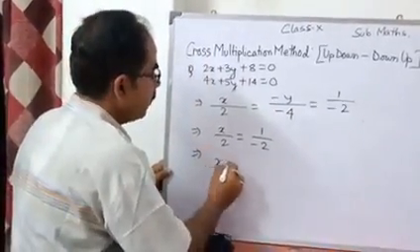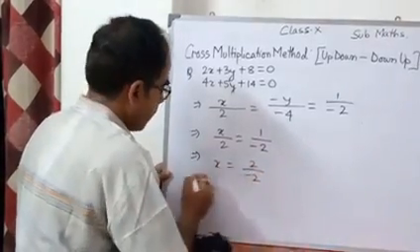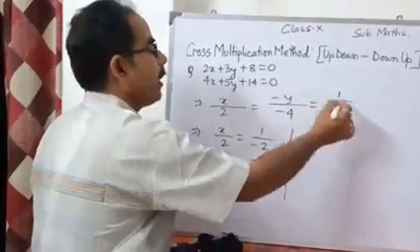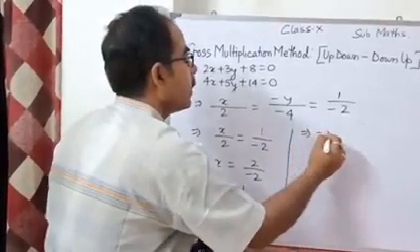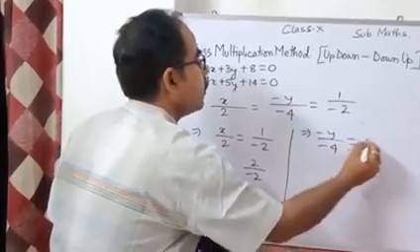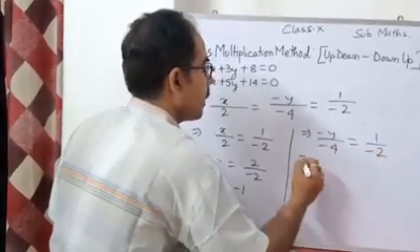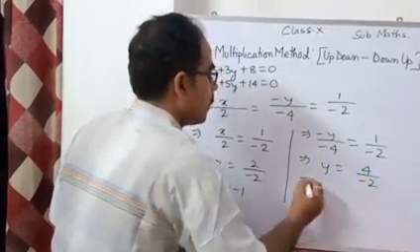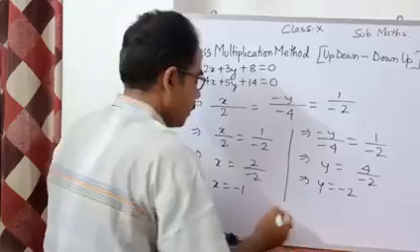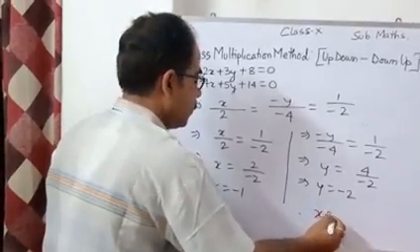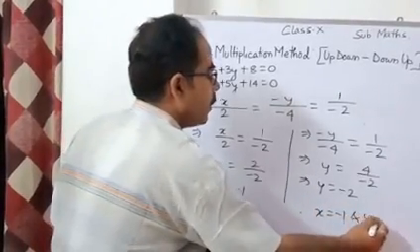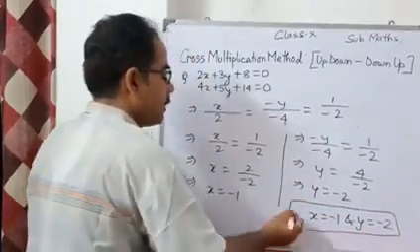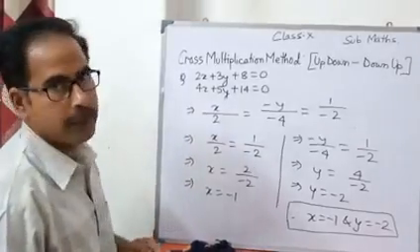So x will be 2 by minus 2, that is x equal to minus 1. In a similar way, when you are finding the value of y, minus y by minus 4 is equal to 1 by minus 2. That means y equal to 4 by minus 2, that means y equal to minus 2. So ultimately you are getting x equal to minus 1 and y equal to minus 2. This is the final answer. Very clearly the values of x and y came.